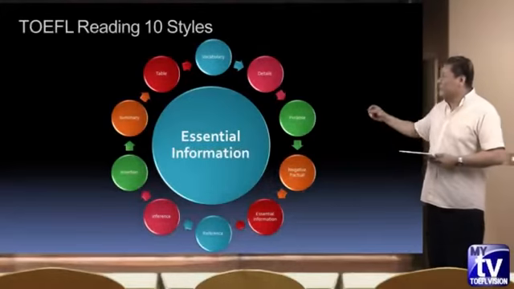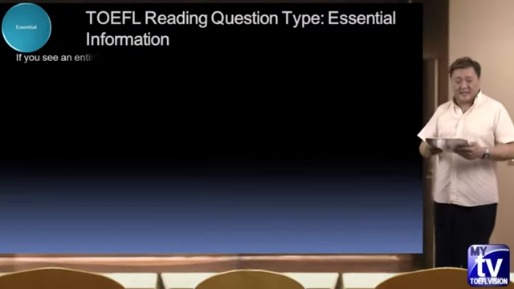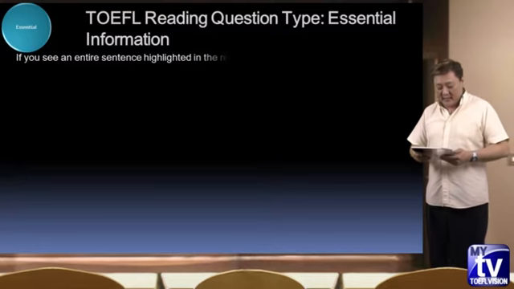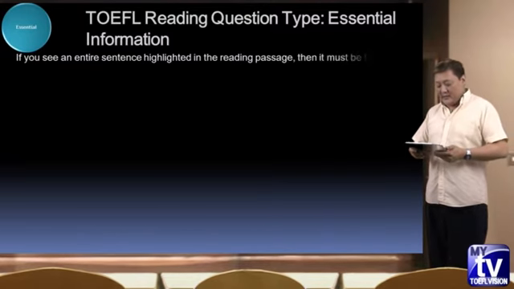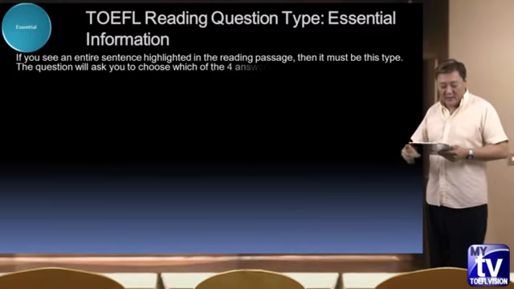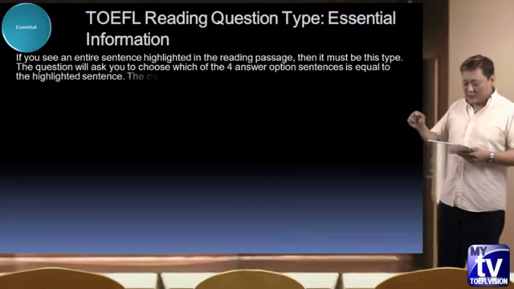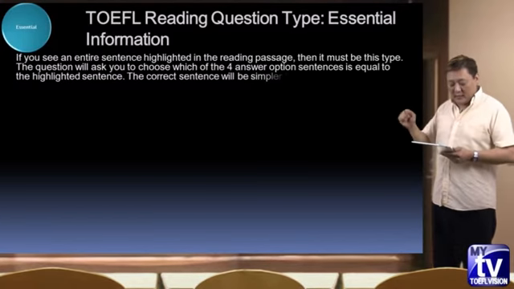Okay, now let's find out what essential information is. Here, let's read it together. If you see an entire sentence highlighted in the reading passage, then it must be this type. Remember, the one where you see the whole highlight. The question will ask you to choose from 4 answer options that are equal to the highlighted sentence.